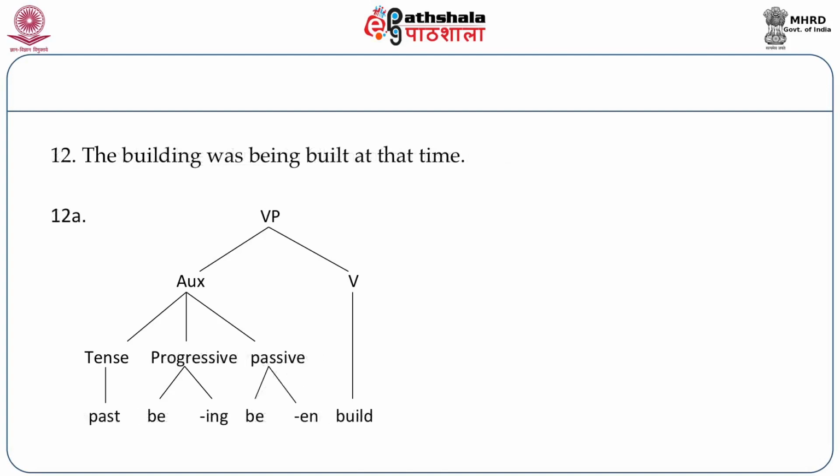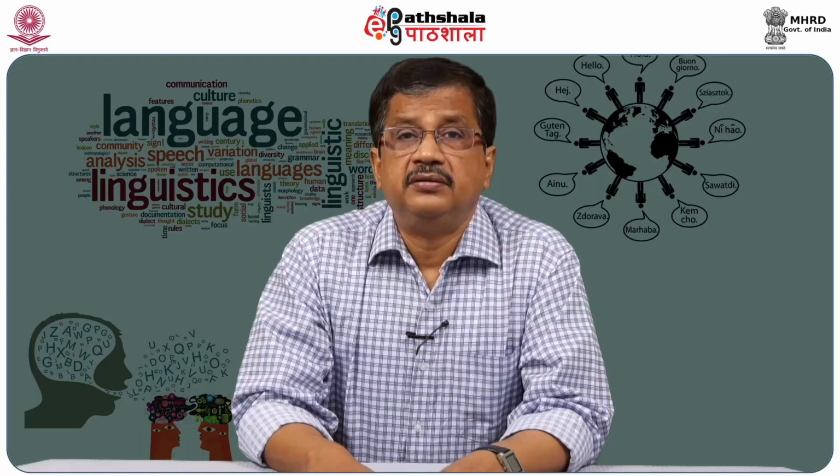Look at the screen. We have this example 12. "The building was being built at that time." In this sentence, as you can see in the diagram, we have two auxiliary verbs, progressive and passive. However, tense is marked on the progressive be because it is the first auxiliary, and not on the passive because it is the second auxiliary.